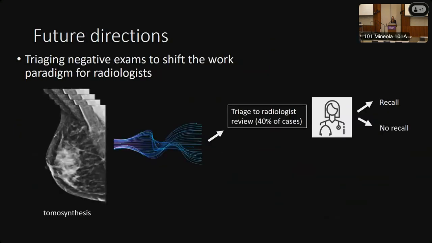But now I'm going to tell you about two big future directions that I think we're going to see in the next 10 to 20 years. One of them is triaging, where we're going to completely shift the work that radiologists do. We have a tomosynthesis exam, the AI is going to analyze it, and it's going to triage a certain percent of patients for review by the radiologist, say maybe 40%, and then the radiologist is going to read those and decide what to do. Another subset of cases is going to be basically entirely dismissed by the AI if the score is low enough.